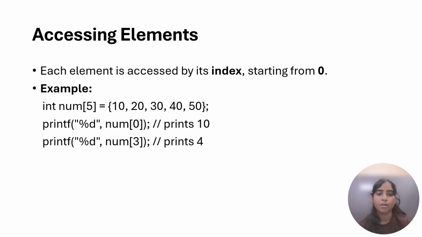If it is marks[1], then it prints 20. If it's marks[2], then it prints 30. If it is marks[3], then it prints 40. If it is marks[4], then it prints 50. So this is what accessing an array means.